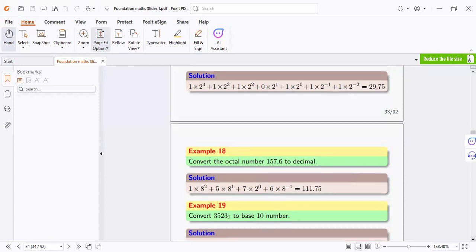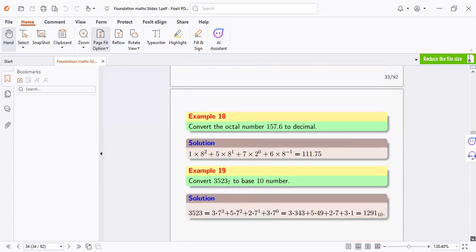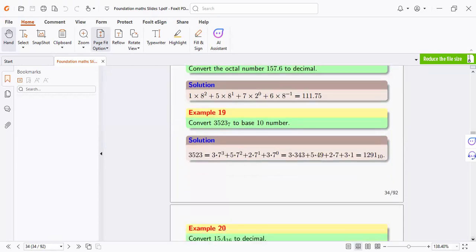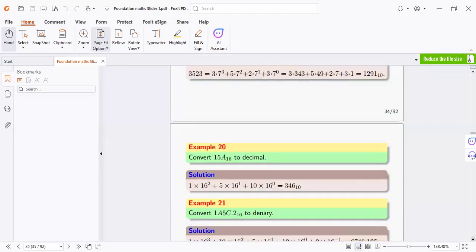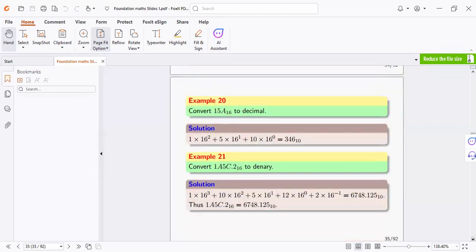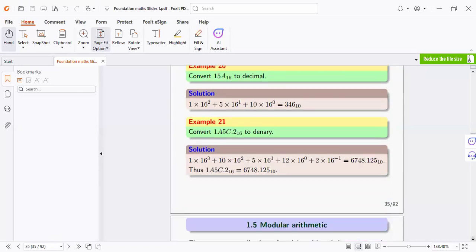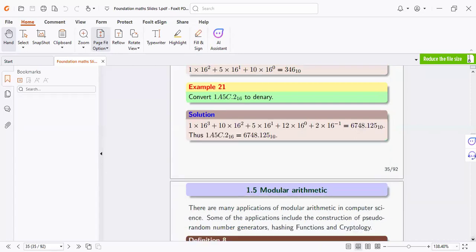Okay. Now you look at this other example. I've already done the working, just converting from other bases to base 10. And then when we meet tomorrow, we shall look at modular arithmetic.